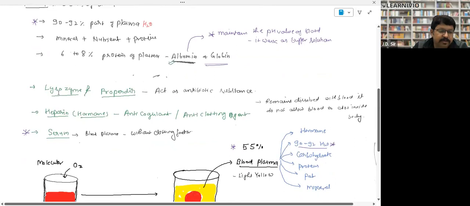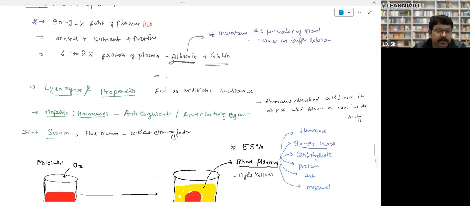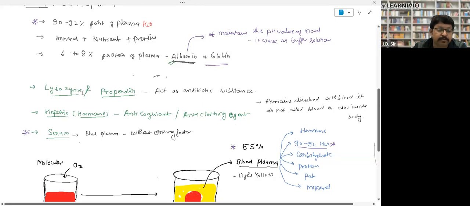Other things which are present in the blood are lysozyme and properdin. Important. Properdin has been asked multiple times in medical exams. Lysozyme is an enzyme. Keep it in mind, it is found in tears, saliva, and sweat, in many parts of the body. So lysozyme is an enzyme which kills bacteria and germs. Properdin is a protein component. It acts as an antibiotic substance. Got it? Yes, sir. Lysozyme and properdin are both antibiotic, meaning they kill germs.